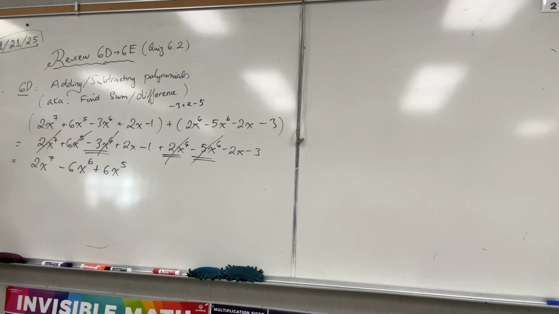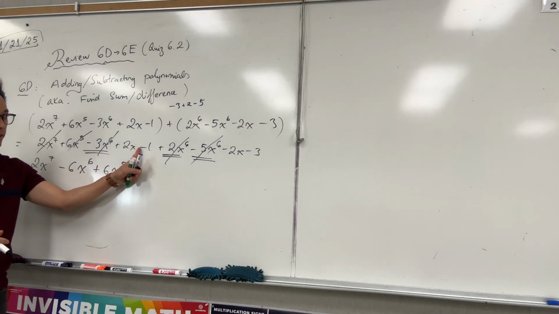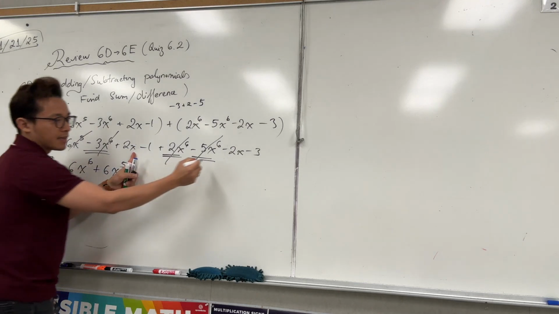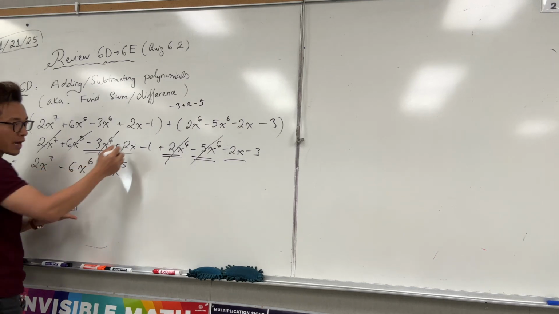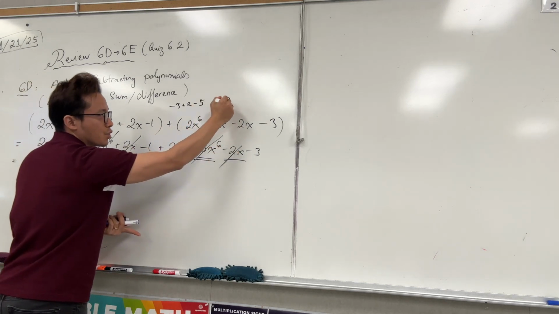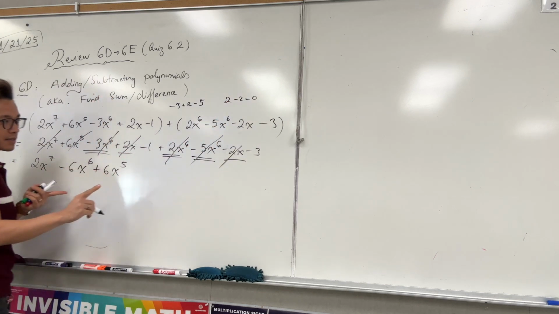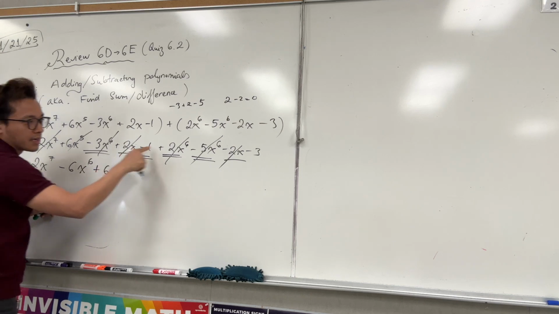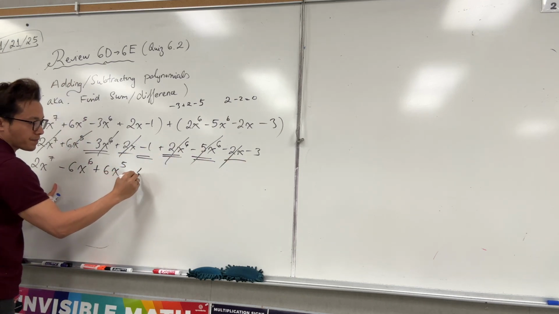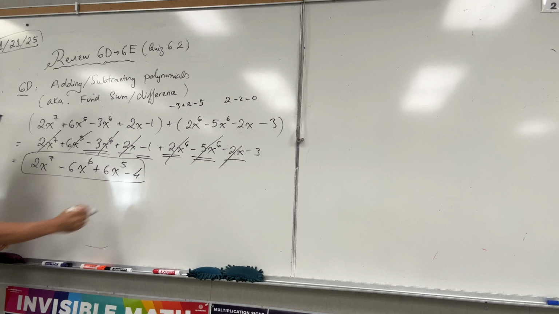Okay. Now I don't see any 4, I don't see any 3, I don't see any 2. But I see another power 1. 2x and negative 2x. What happens? They're going to cancel out. 2 minus 2 is 0, and that means it's just gone. And then the last one is the number, the constant. Negative 1 minus 3 is? Negative 4. Okay? Easy.